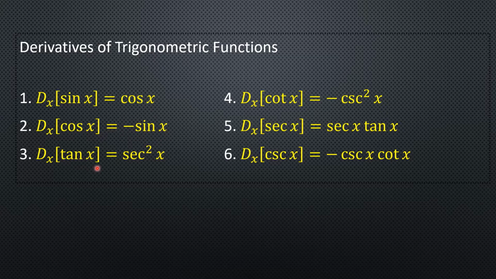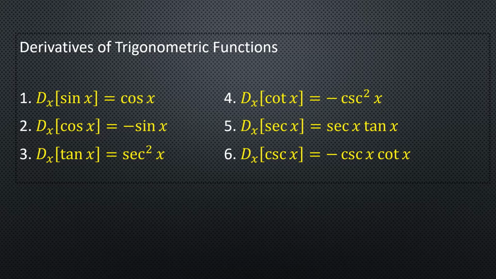For tangent x, its derivative is the square of secant x. For cotangent x, it is negative square of cosecant x. For the derivative of secant x with respect to x, that will be secant x times tangent x. And for the derivative of cosecant x, that is negative cosecant x cotangent x. Well, these are referring to the derivatives. It doesn't mean that you're going to substitute sine x into cosine x when you're not asked for the derivative.